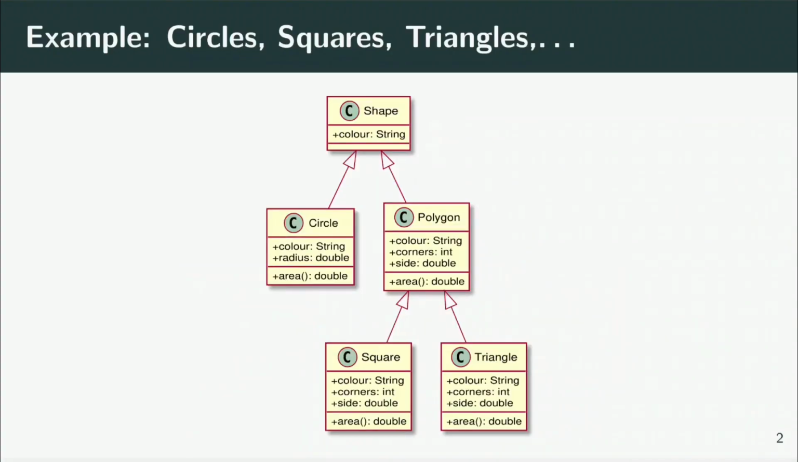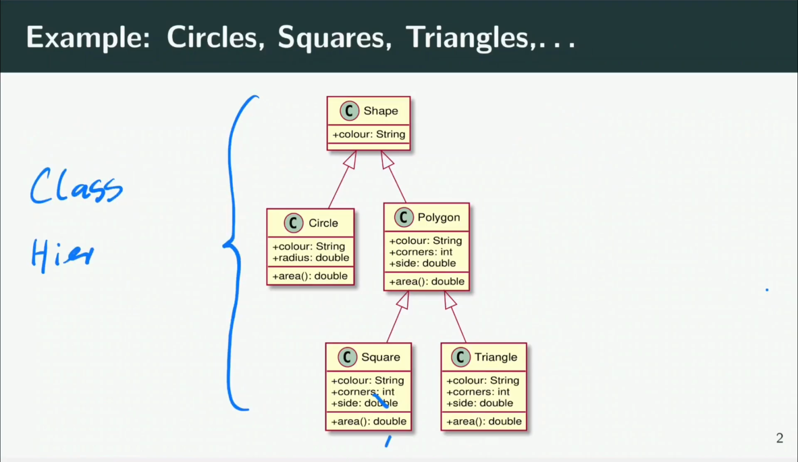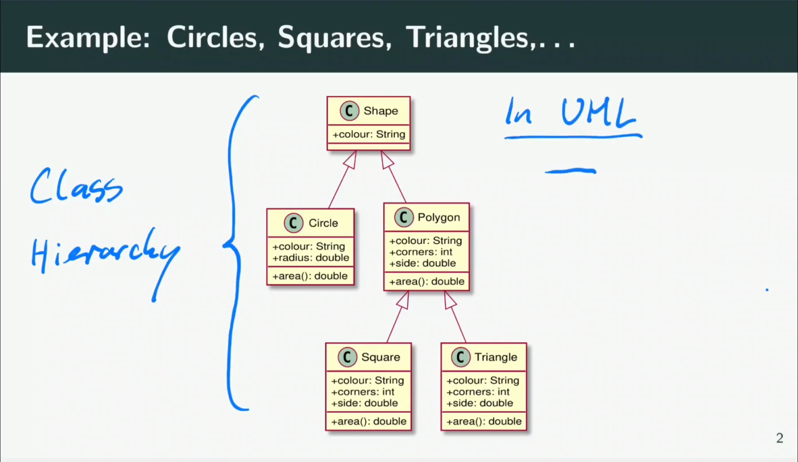Similarly, you could add an intermediate class called polygon that is a superclass of square and triangle, but still a special case of a shape. That class polygon, for example, could implement this method area based on some common formula, and therefore you would not have to implement this method in the subclass square nor in the subclass triangle because it's already implemented in the superclass. Such a tree is called a class hierarchy, and in UML class diagrams the open arrow indicates a subclass relation.